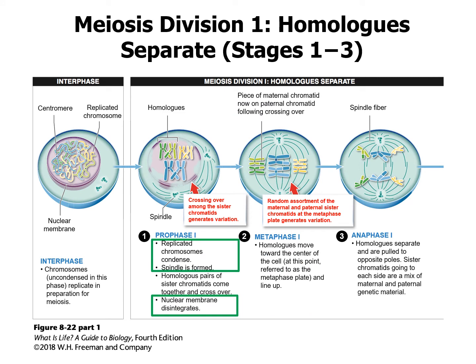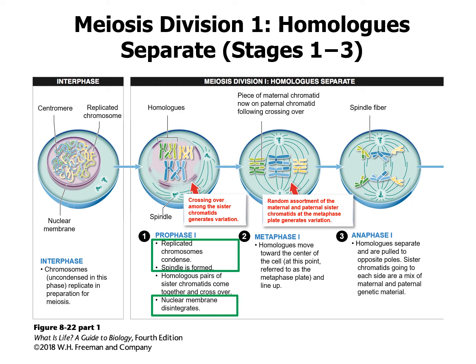So we've got meiosis. This is division 1. This is where our homologs are going to separate. These are stages 1 through 3. Again, interphase is where our chromosomes are going to replicate in preparation for meiosis. That is the exact same as in mitosis.